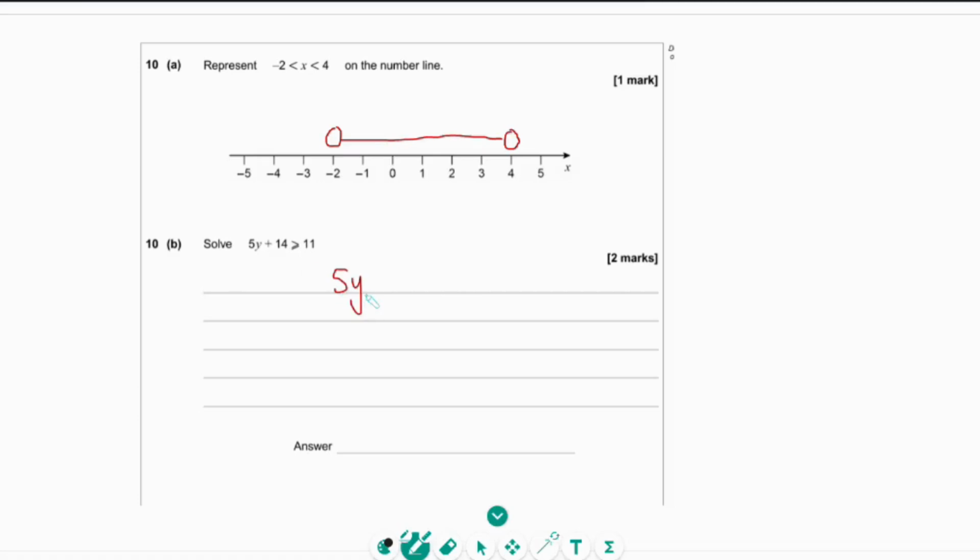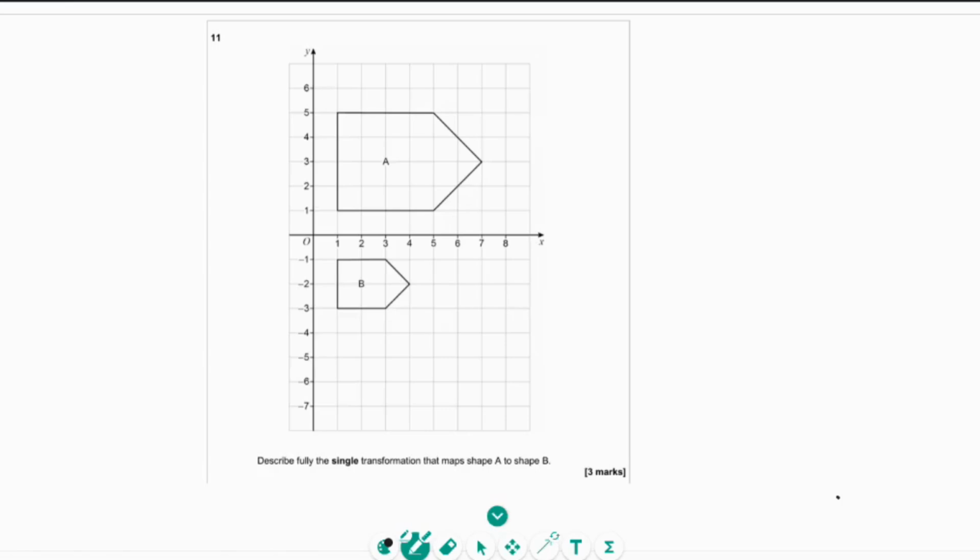Solve the inequality. So this is very similar to solving an equation, except instead of the equals, we have our inequality sign. The process is the same. Take 14 from both sides first, which gives you 5y. 11 take away 14 is -3. We're going to divide both sides by 5. So final answer, y is bigger than or equal to -3 over 5.